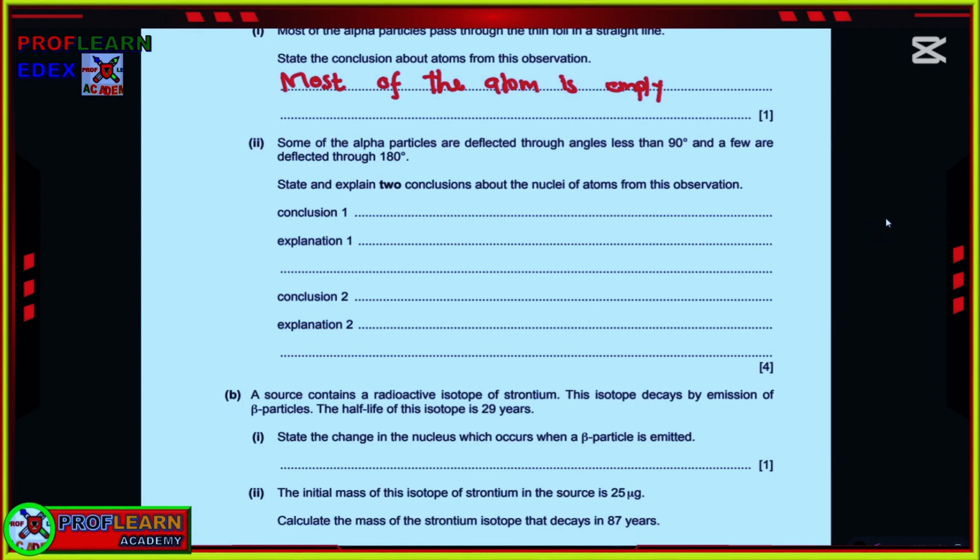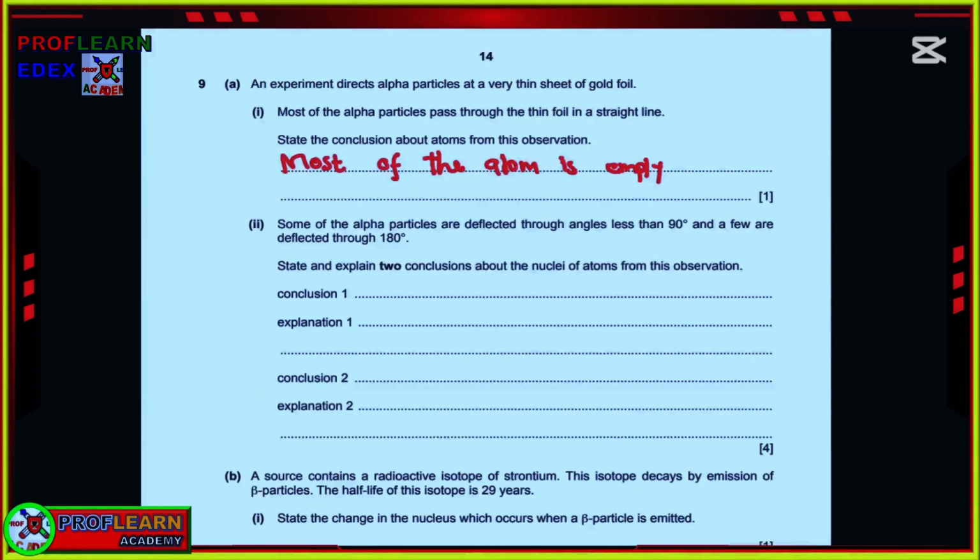We are going to have some of the alpha particles deflected through angles of 90 degrees. A few are deflected at 180. So if some of the alpha particles are deflected at 90 degrees and others at 180, we're going to say the nucleus is very small. So here the first conclusion, we say the nucleus is very small and is centrally placed, and so not many alpha particles pass close to the nucleus.